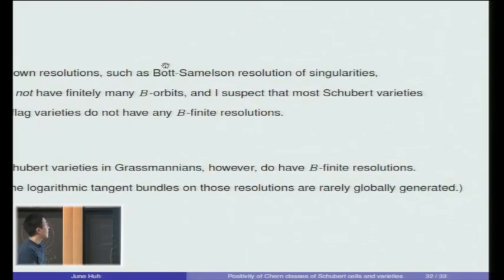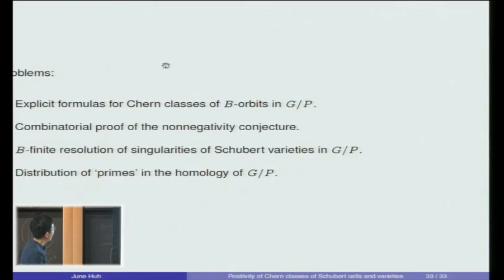So anyway, let me end my talk by reminding you of some of the obvious problems that you can ask out of this story. The first is explicit formulas for Chern classes of B orbits in G mod P, the ones analogous to the one you have seen, this formula of Aluffi and Mihalcea. So if you are one of those people who tend to think that such a formula is very beautiful, then I suppose you will also have quite beautiful formulas in the general case.